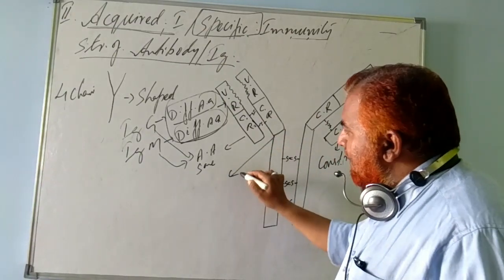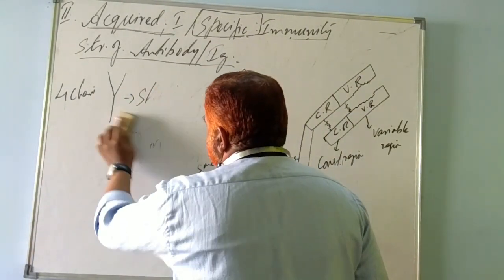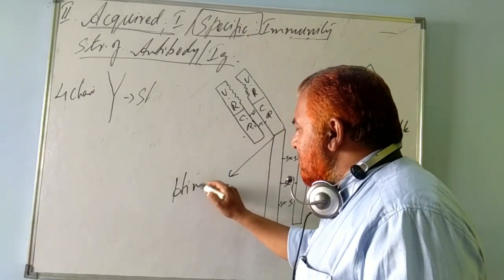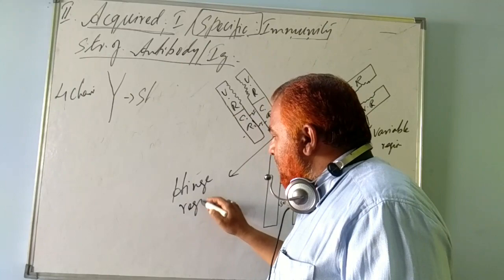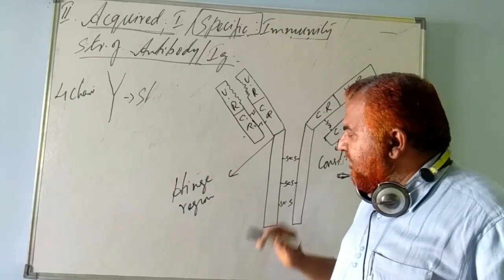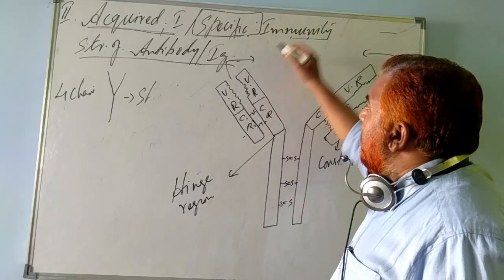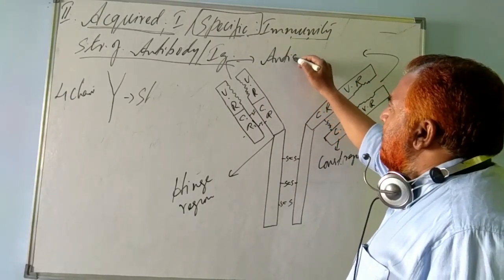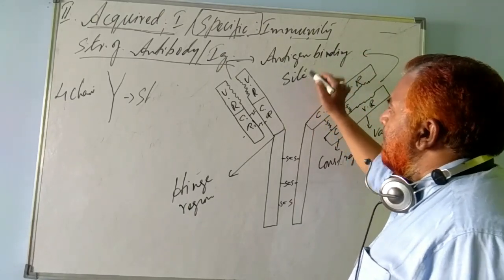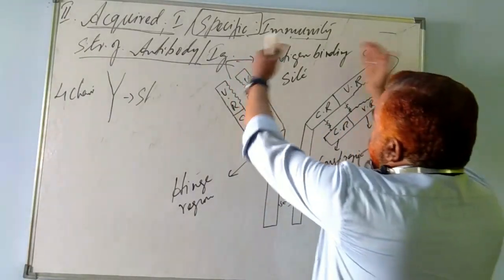Now this region, I am labeling it here. This is for understanding purpose. I explained to you what is constant region, what is variable region. Now this region is known as hinge region. I told you in the chapter on locomotion and body movement what a hinge joint is. Now these two together are known as the antigen binding site, clear? So here antigen, these two regions bind, hold.